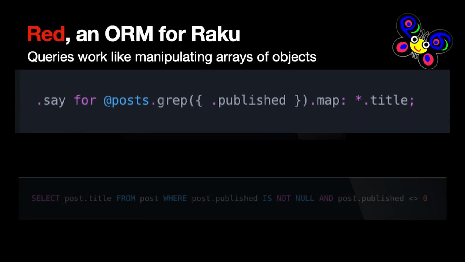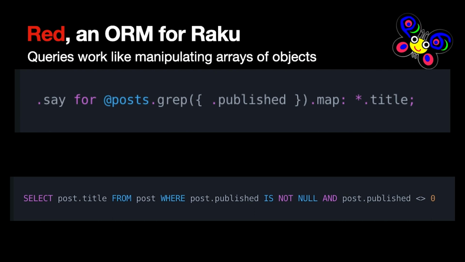But what happens when for iterates over the ResultSeq returned by map? It uses the conditions set by grep as a where filter and the one set by map as selected values to generate the SQL query.